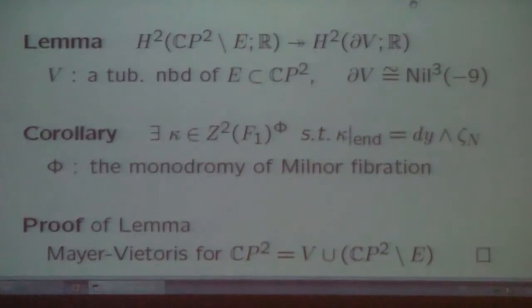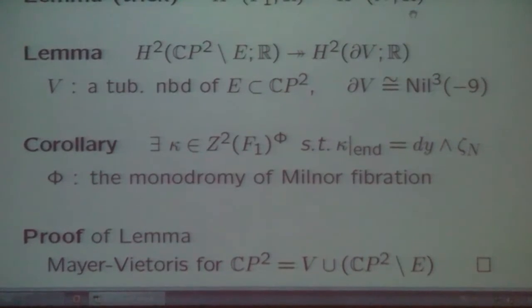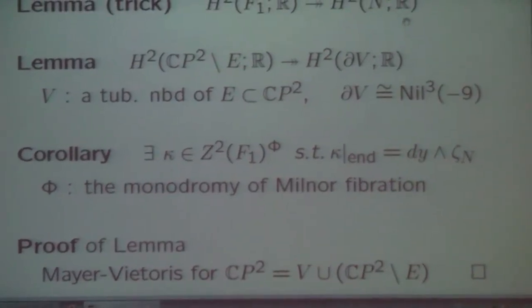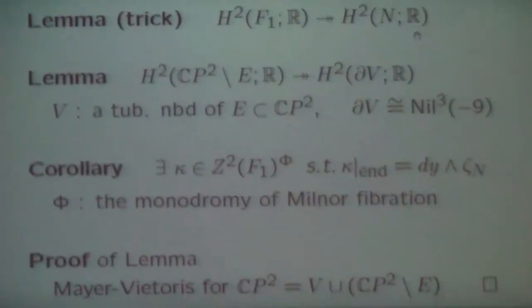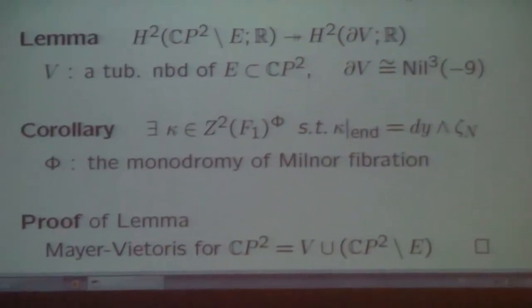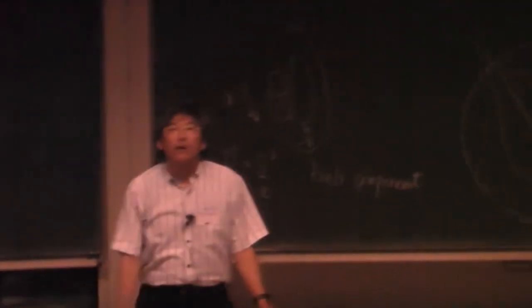The trick is that to get dy zeta n, we use some cohomological argument. It is presented in that form. So this is a restriction map from the Milnor fiber to the link N, and it is surjective. So dy zeta n lives in the second cohomology of the link, and that dy zeta n extends to the whole Fermat cubic surface. That is the point.